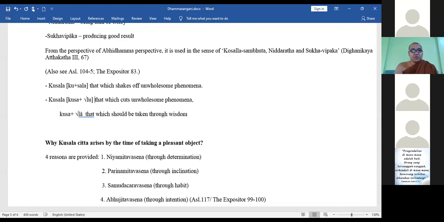That which. La means to what? La means to take. Okay. La di ganadi means it takes. Take what? That which should be taken through the wisdom.